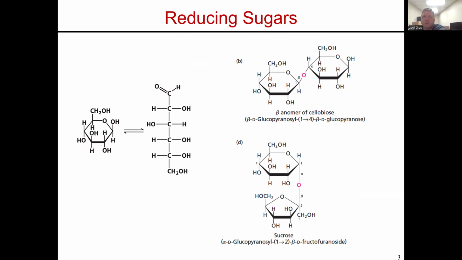Now, to decipher or to process disaccharides a little bit more, here we have our glucose, which I always like to be able to look at and say, okay, we've got carbon 1, 2, 3, 4, 5, and 6.